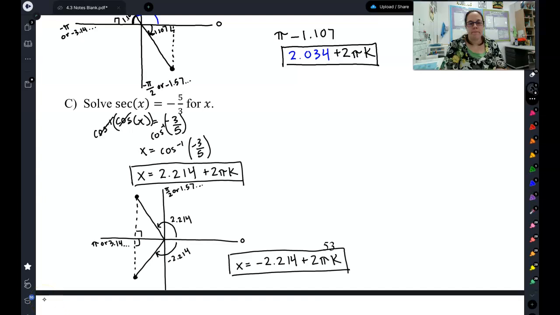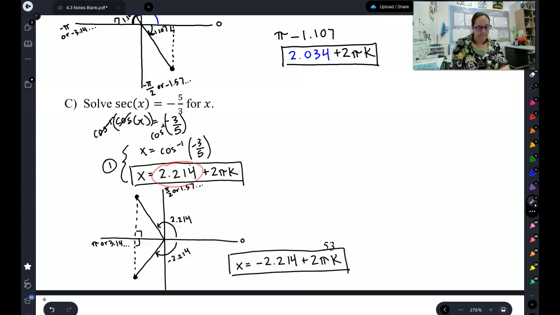Let's check your work. So step 1, I typed this into my calculator in radian mode to get my first answer, and I added 2 pi k so I get all answers. Then I graphed this radians. So 2.214 radians would be between 1.57 and 3.14. So 2.214 is about right there. And that's that angle up to that triangle, 2.214.